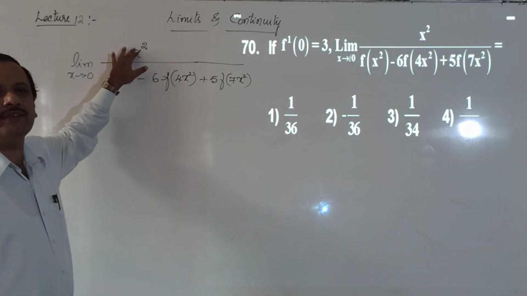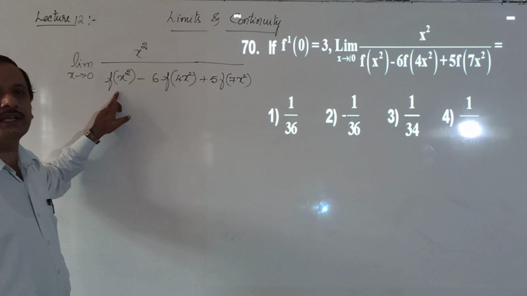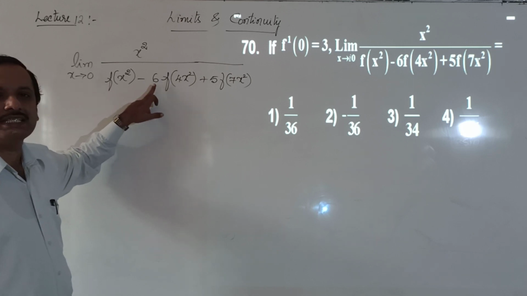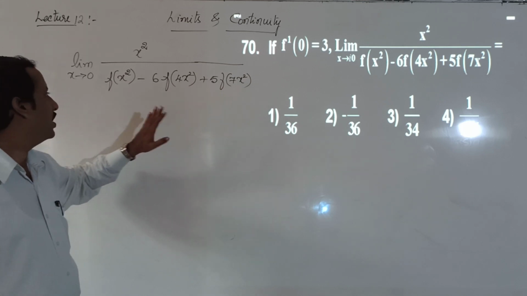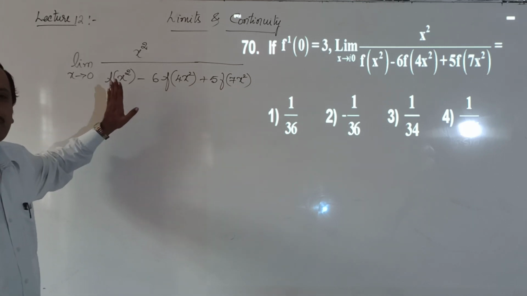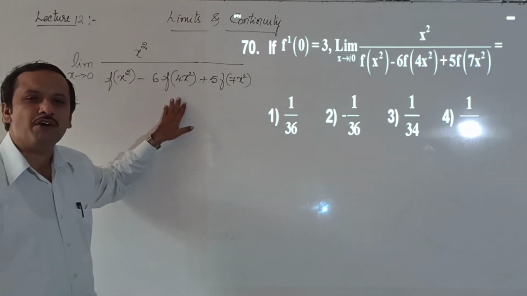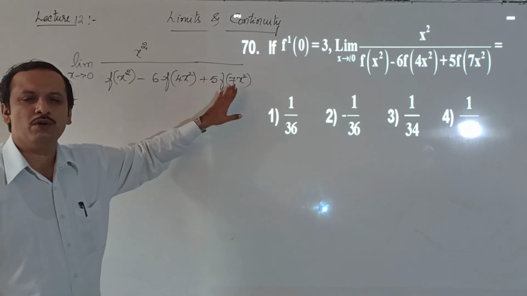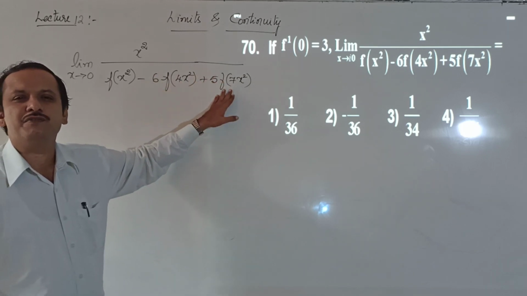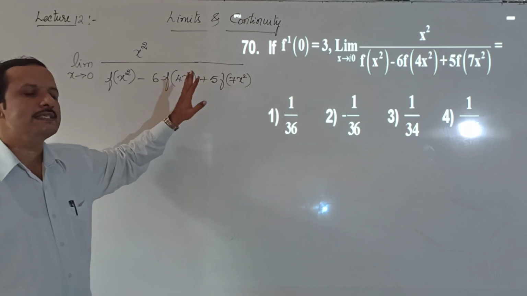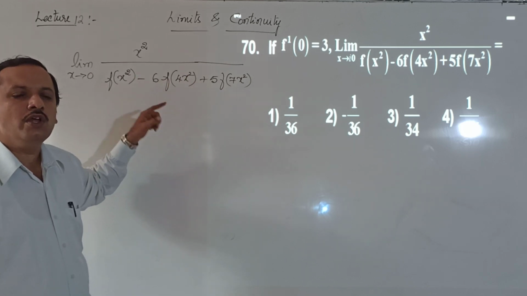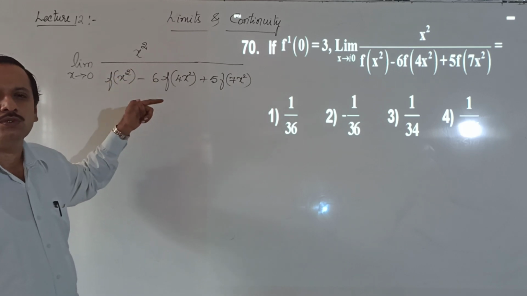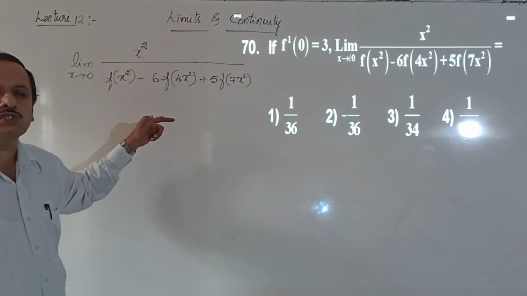In the numerator we get 0. In the denominator f of 0 minus 6 into f of 0 plus 5 into f of 0. Observe the denominator here. So f of 0 plus 5 f of 0 will give you 6 f of 0. 6 f of 0 minus 6 f of 0, it becomes 0. Numerator is 0, denominator is 0. So now let us go for L-Hospital's rule.